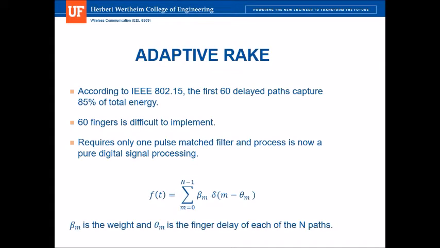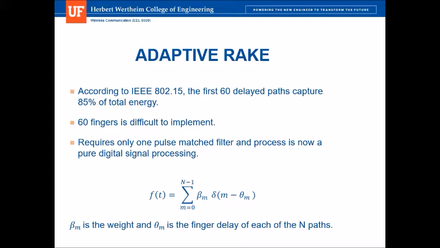Now the adaptive rake. Like I mentioned, the first 60 delayed paths in the worst case capture 85% of total energy, but for channel model 1, 85% of total energy is present in the first 21 paths, and that many fingers are very difficult to implement. Hence we use an adaptive rake structure. It requires only one pulse matched filter, and we can process the signal digitally.